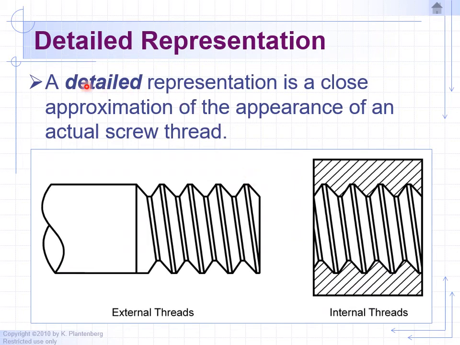So here's the first example, which is detailed threads, where you manually draw one line at a time, not only for an external thread, but also for an internal thread. Now this is time consuming, so typically we don't draw detailed threads on drawings. It eats up too much time, and your boss is going to be paying you by the hour. The only time I've drawn threads one at a time is in the classroom. I've never had to do it out in the real world.